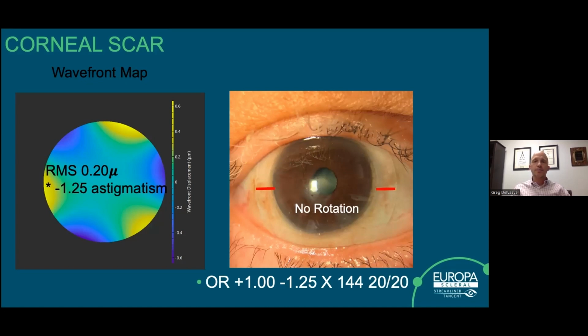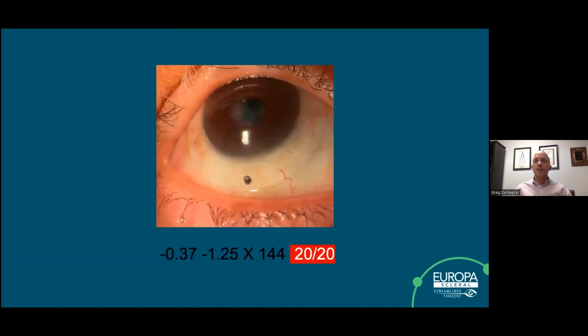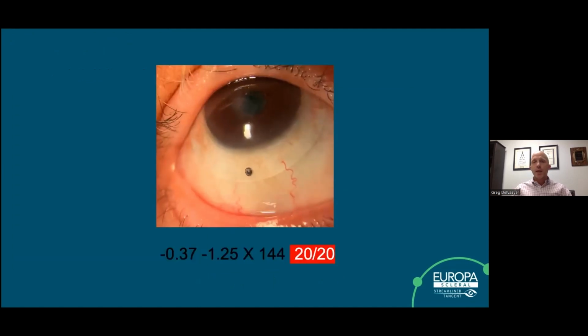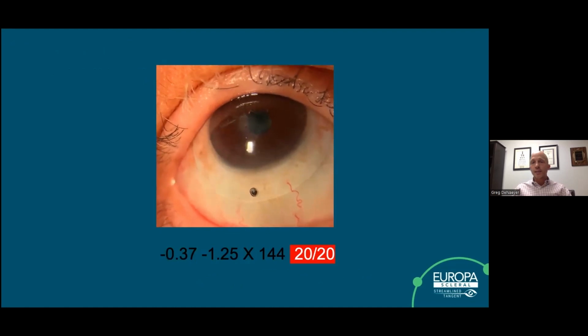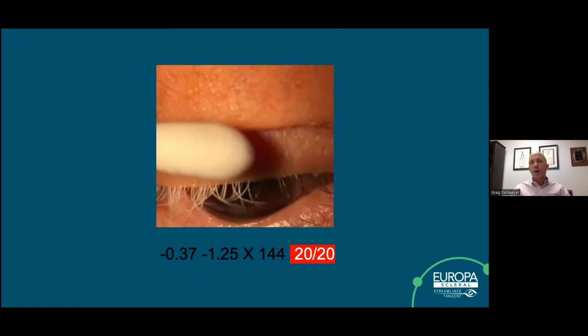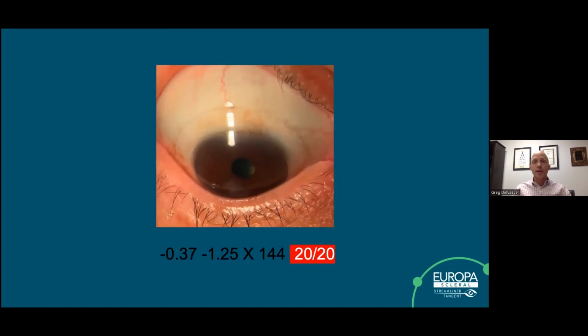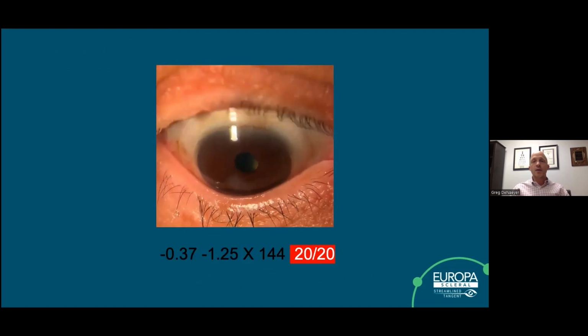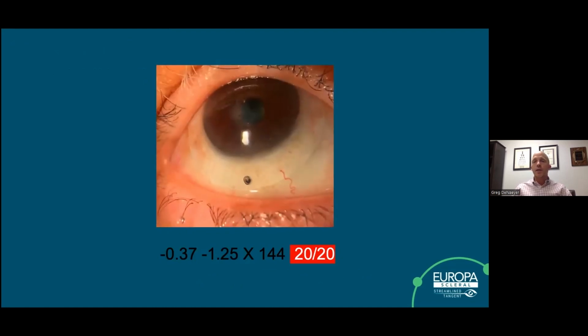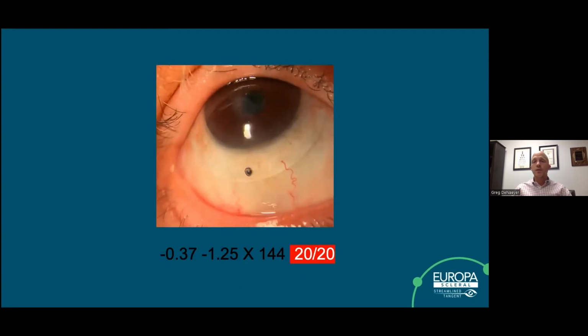This is the final lens on her eye, and you can see how nicely it lands on the bulbar conjunctival scleral surface without any compression or edge lift. The patient's very comfortable and very happy with the fit. And then with the front surface toricity, she is now able to achieve 20/20 vision.